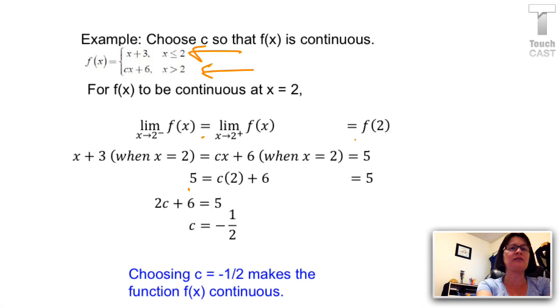So 5 is going to have to equal c times 2 plus 6, which is going to have to equal 5. So I write 2c + 6 = 5. I solve, I get c = -1/2. So choosing c = -1/2 makes the function f(x) continuous.